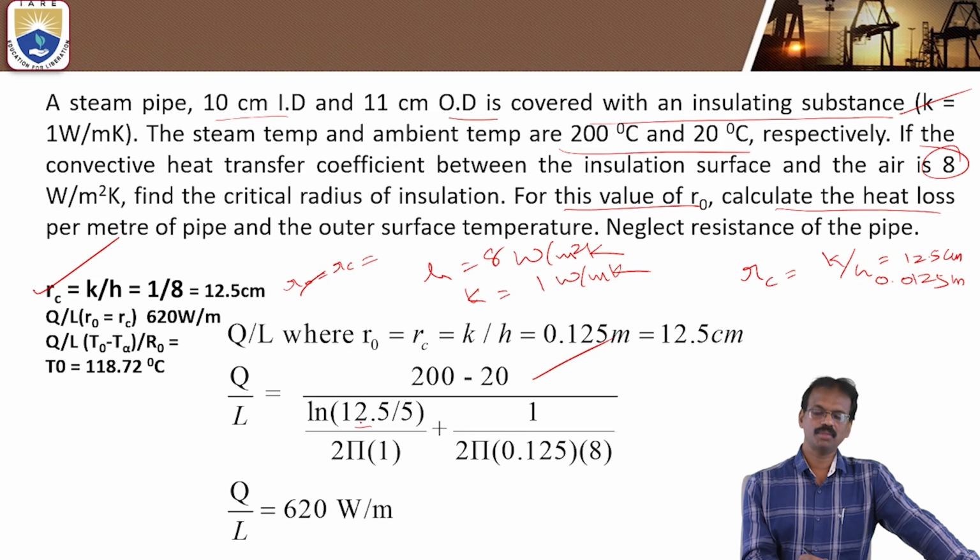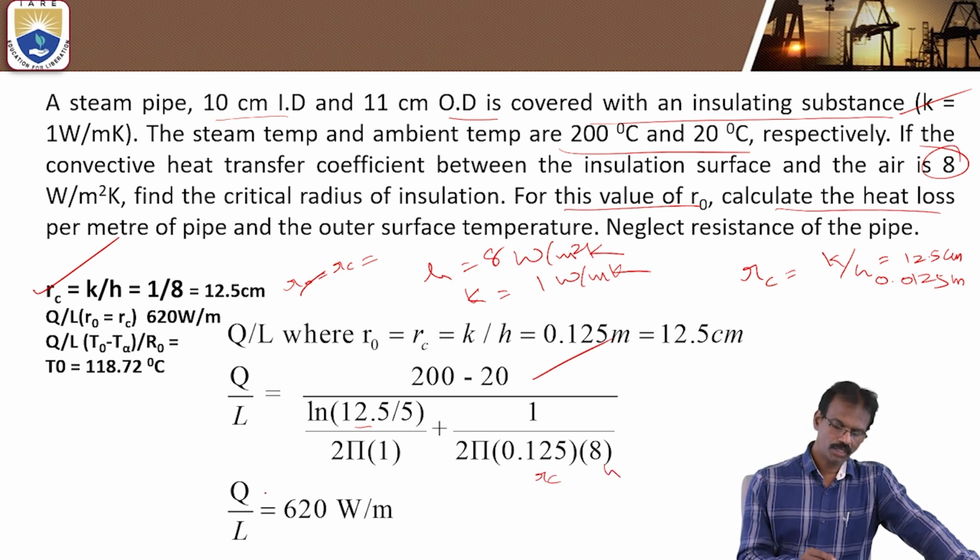Here R naught is nothing but RC, by Ri, 2 pi KL. So K is equal to 1, L is equal to 1 also. If you solve this one, then 1 by 2 pi K L, plus 1 by 2 pi RC L H. So this is the 2 pi, this is the RC, this is the H. If you substitute all the values, you will get the Q by L value.